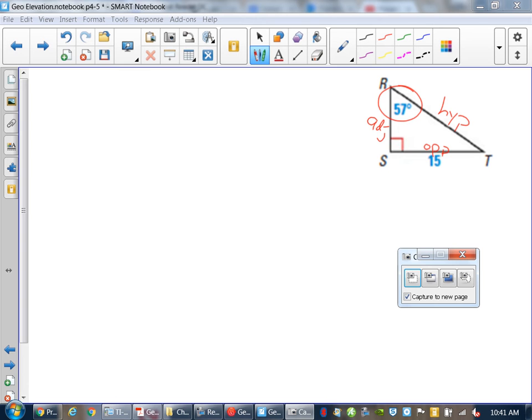Just like we've said before, when you have to find two different side lengths, whether you're finding two angles or two sides, you're going to have to use two different trig functions because your perspective is going to switch. What am I going to use with opposite and a hypotenuse?